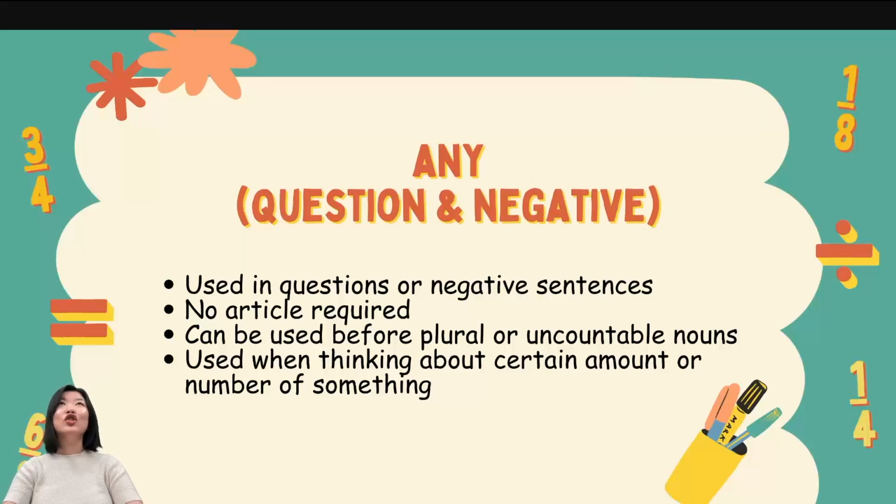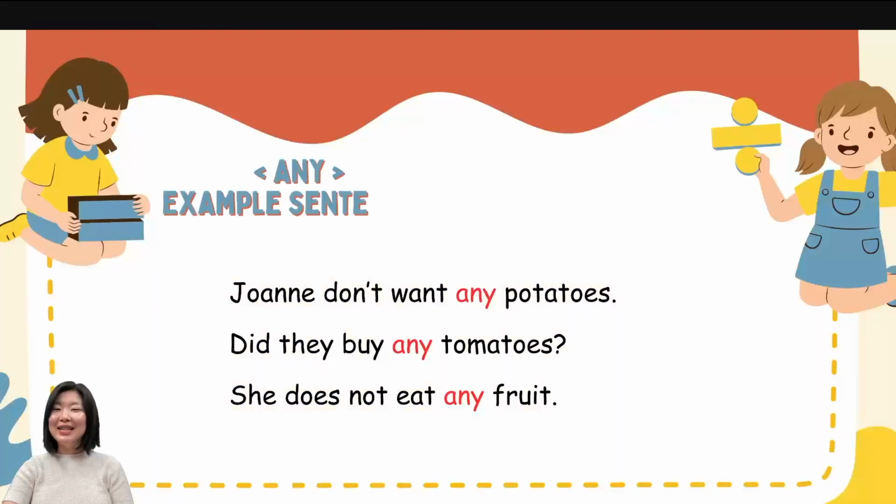So when do you use any? Some and any have no difference in meaning, but they are used in different contexts. Any is used in questions or negative sentences. No article is required and it can be used before plural or uncountable nouns. It is used when thinking about a certain amount or number of something. So it is pretty much the same as some.